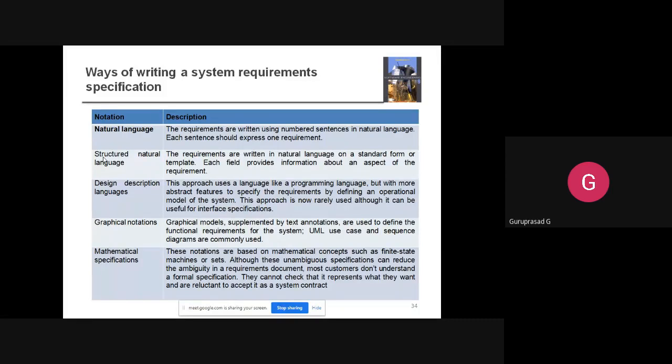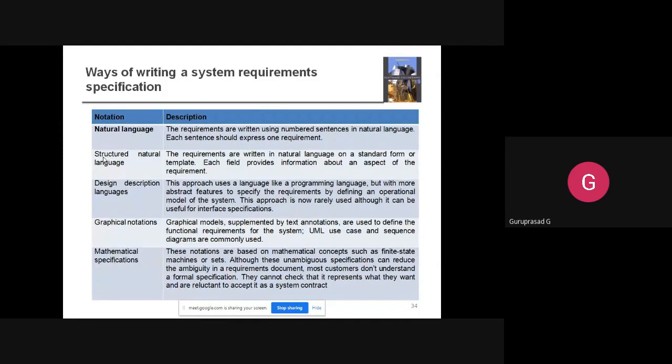Okay, so we are going to discuss this, and I'll be giving examples for that. So that is about the structured natural language. Natural language only, English only, but it is structured. That is a standard form or template. The third one you see, design description languages, like a programming language, but with more abstract features to specify the requirements by defining an operational model of the system.